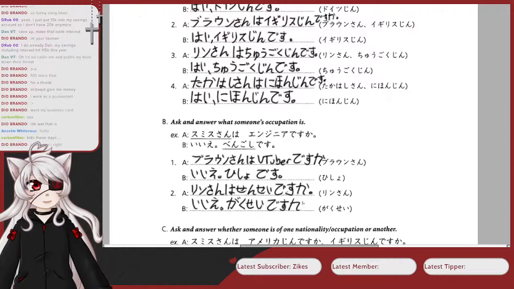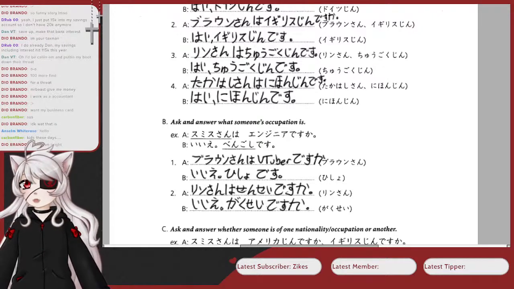And my hair around here, not getting any better. This is fine. So, Brown-san wa VTuber desu ka? Iie. Hisho desu. So, secretary. Is Brown a VTuber? No, Brown is a secretary.